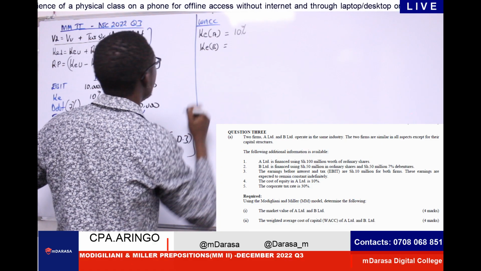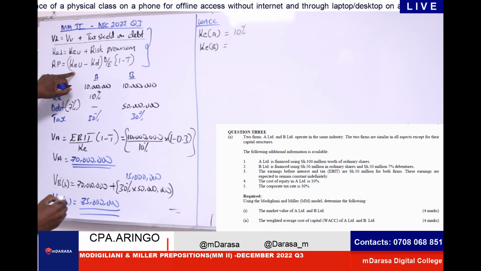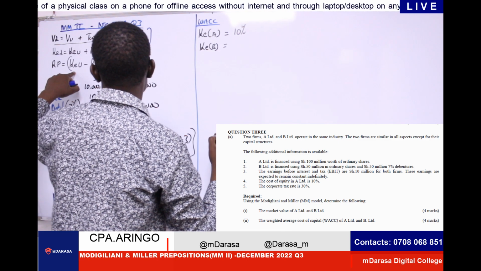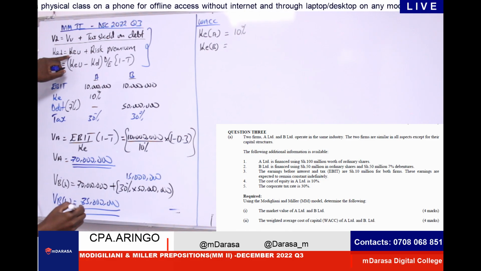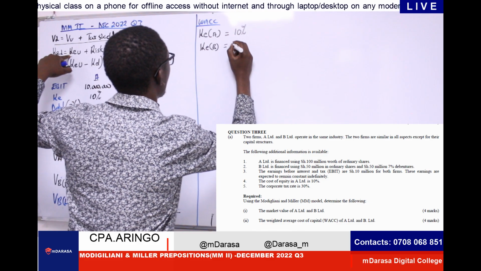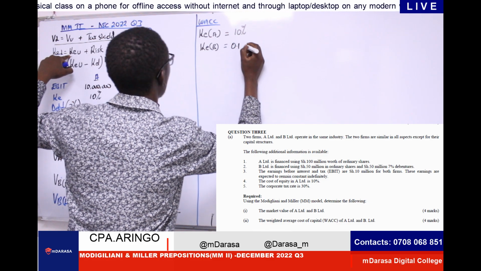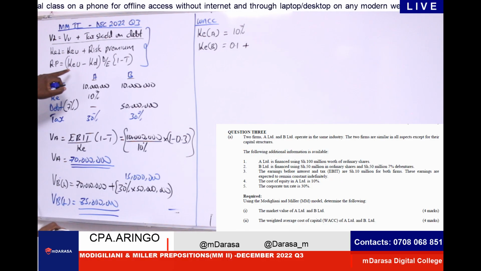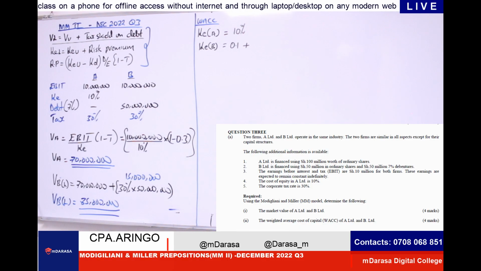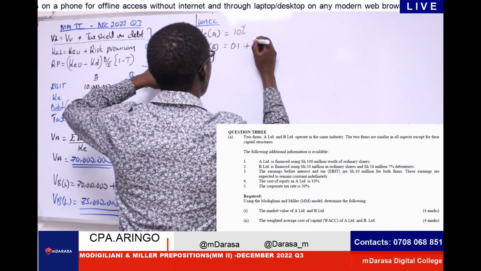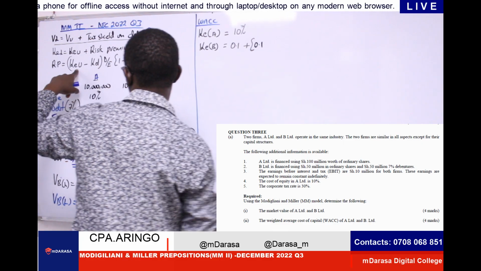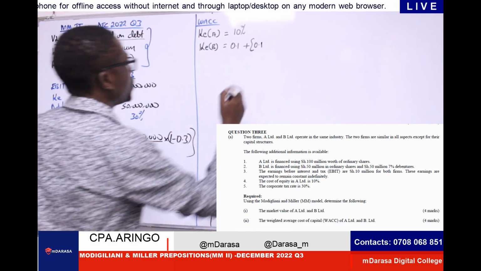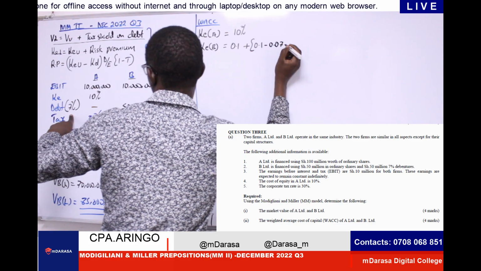So KE for B, I should recall this, that we will be taking our cost of equity of unlevered, which is 0.1. We are going to add our risk premium. Our risk premium, remember, is what the examiner had given us there. So risk premium, I'll be taking to be cost of equity of unlevered, which is 0.1, less cost of debt, which in this case is 0.07 because it was 7%.